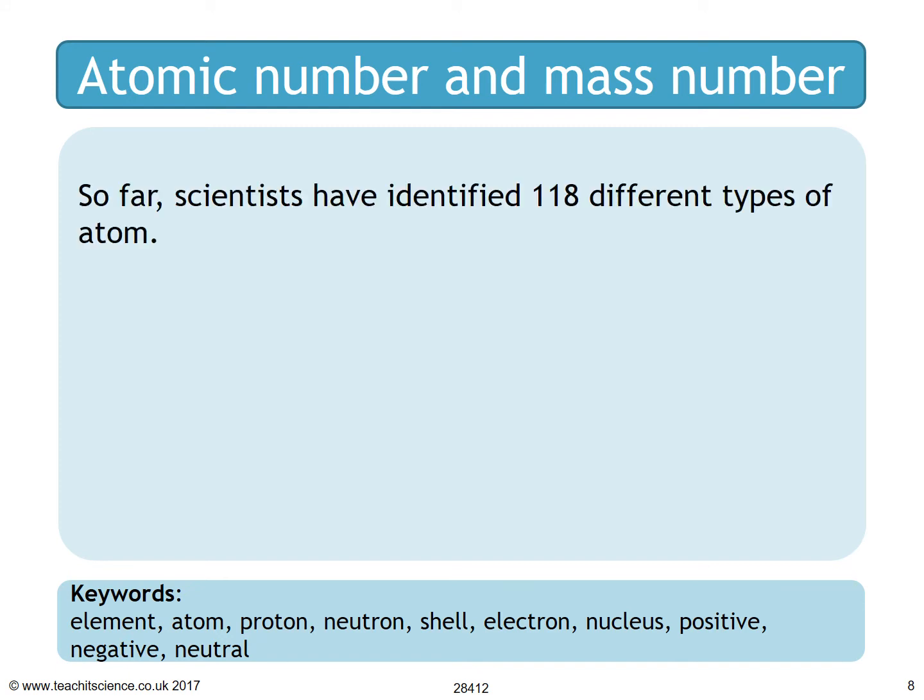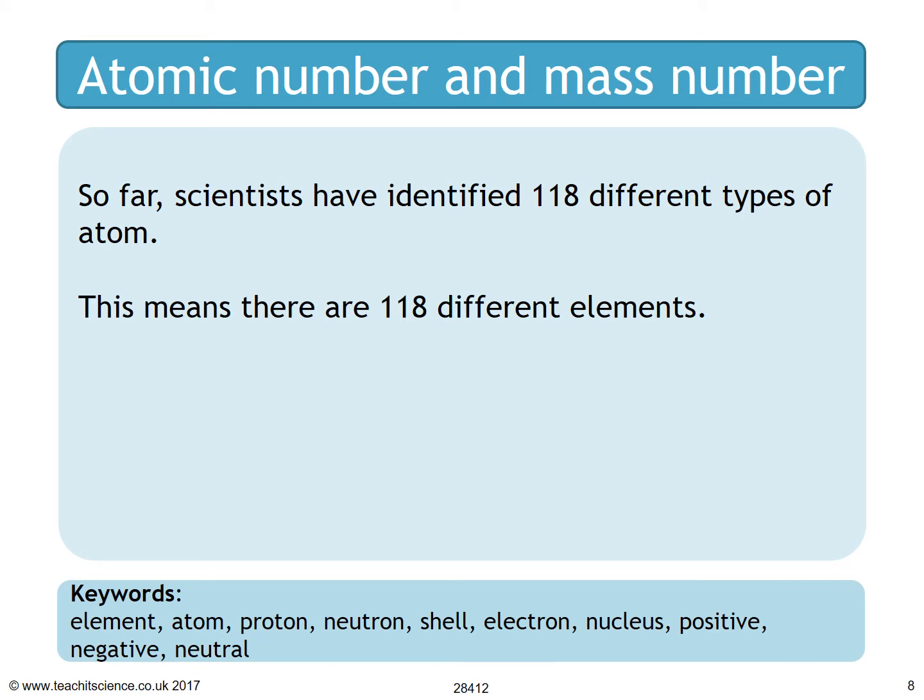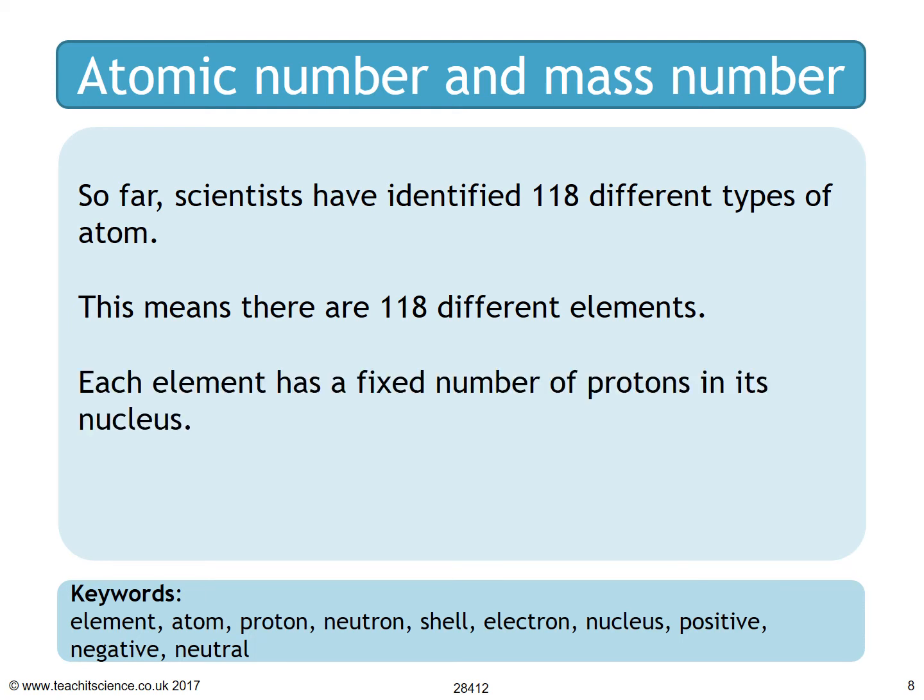Now, scientists have so far identified approximately 118 different types of atoms. That means there's approximately 118 different types of elements, not just on planet Earth, but in the entire universe. Each element has a fixed number of protons. That means that proton number never changes, and as we've just discovered, the protons are always found in the nucleus.